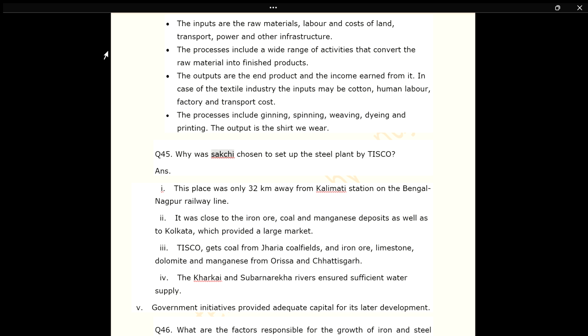Q45. Why was Sakchi chosen to set up the steel plant by TISCO? Ans. 1. This place was only 32 kilometers away from Kalimati station on the Bengal-Nagpur railway line. 2. It was close to the iron ore, coal and manganese deposits as well as to Kolkata, which provided a large market. 3. TISCO gets coal from Jharia coal fields, and iron ore, limestone, dolomite and manganese from Orissa and Chhattisgarh. 4. The Kharkai and Subarnarekha rivers ensured sufficient water supply. 5. Government initiatives provided adequate capital for its later development.